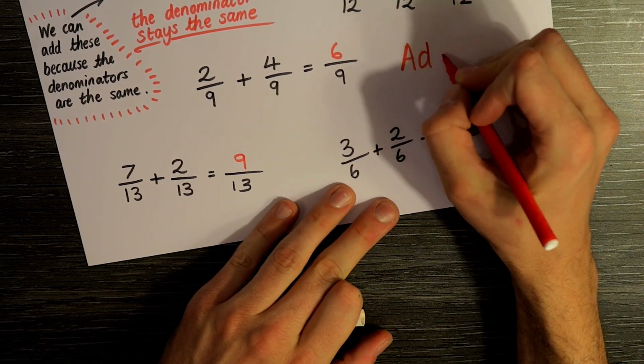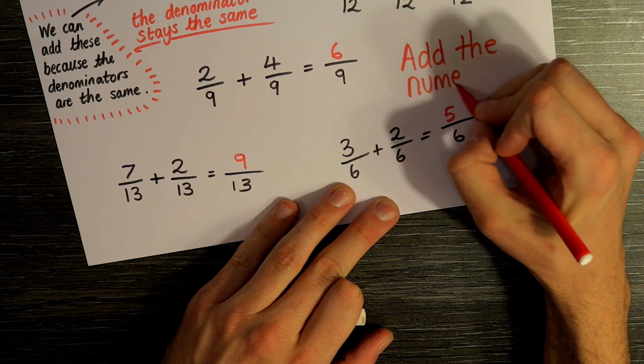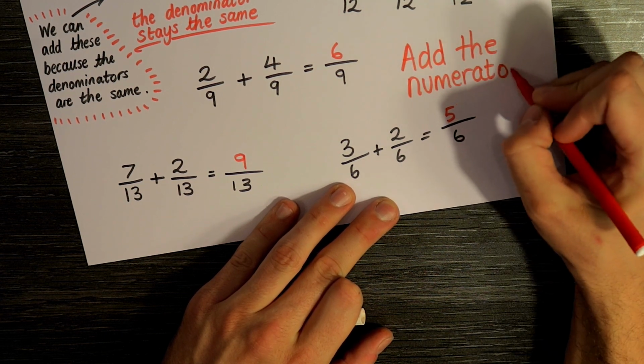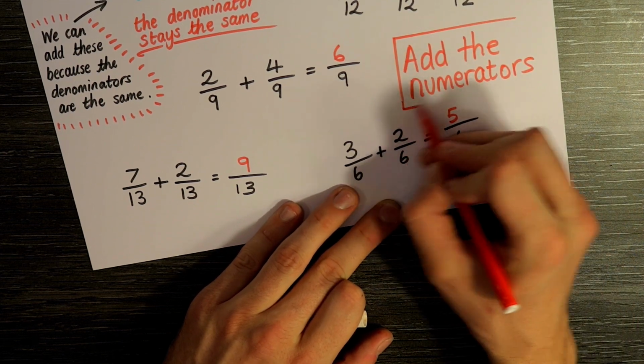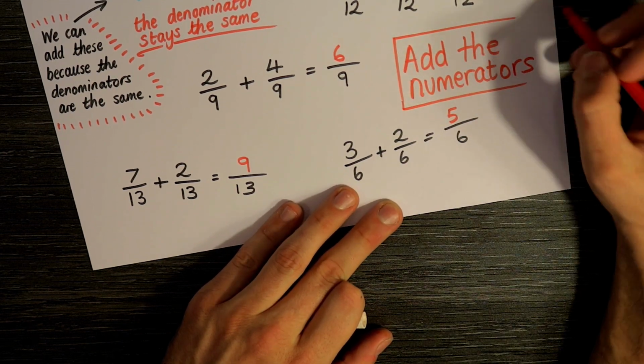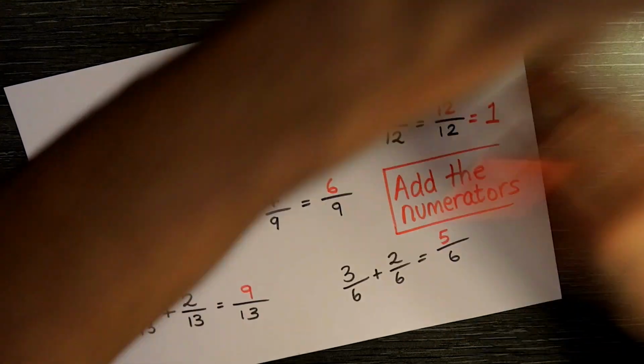Add the numerators. The denominator stays the same. Now, this is all easy if, only if, the denominators are the same. If they are not the same, then we have to do something different.